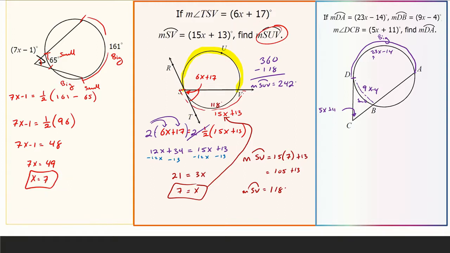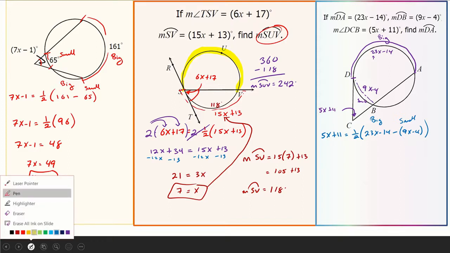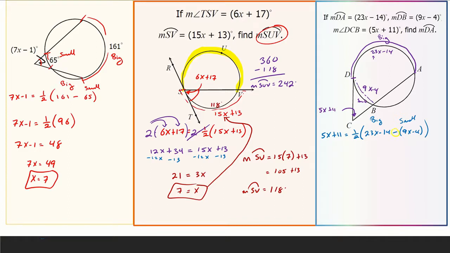So the first thing we're going to do is set up our equation exactly how we've been doing. So we have 5x plus 11 is equal to half of the big arc, which in this case is 23x minus 14, minus the small arc. Now here we have to be a little bit careful because that small arc is given to us with two terms. So we have 9x minus 4 in parentheses, right? It's not just the 9x, it's not just the negative 4. We have to be careful, and the reason is that we have a negative in front that we need to distribute to both of those.